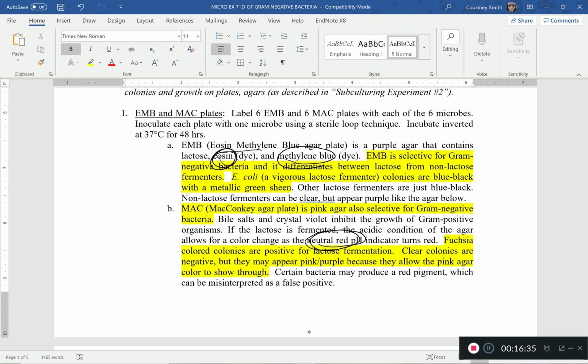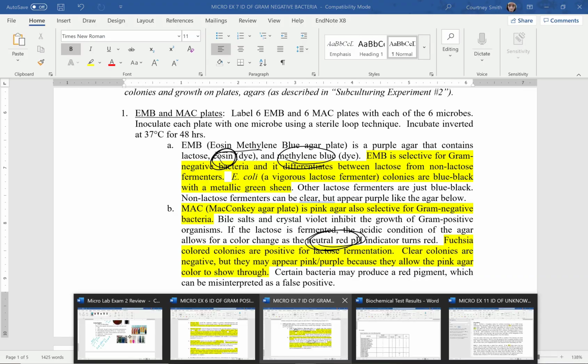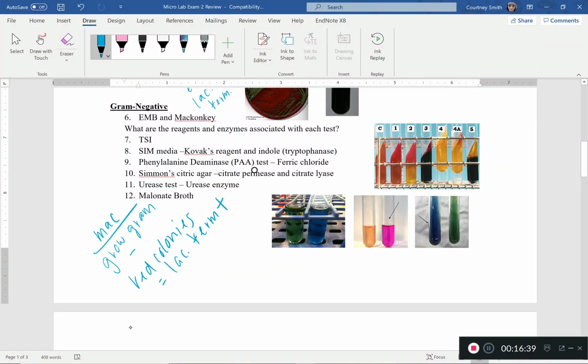Okie dokie. So let's go ahead and move on to our next media type. So we're going to talk about TSIs. So there's a lot of stuff with TSIs. So TSIs is in regard to this image right here. So that image right there, out of all, I believe it's 7 of these tubes, you need to be able to tell me what's going on in each of them.